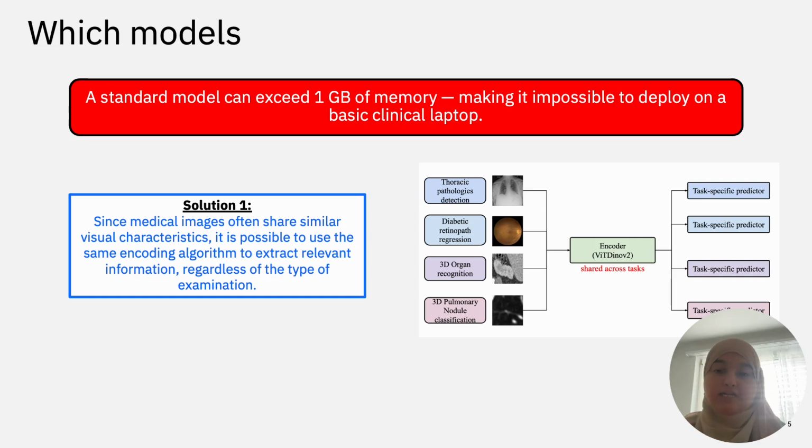The first solution, which was published in quite a few papers, is to share the encoder part. As you can see in this figure, the encoder is now shared across the different tasks. This is possible because medical images share quite a few features, and we can extract features from these different images. Then we have different task-specific predictors that are trained separately for each of the different tasks. So this is a first solution.